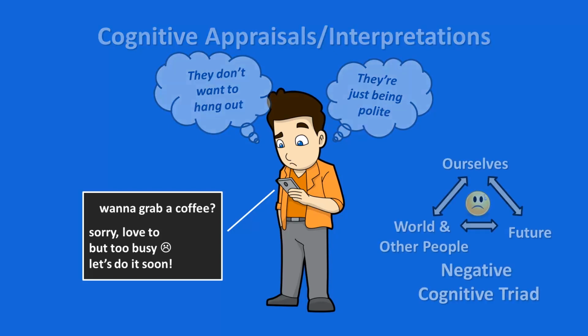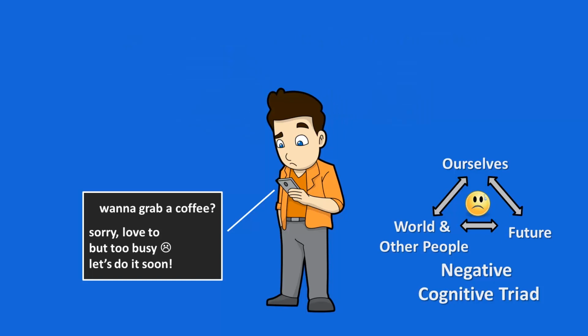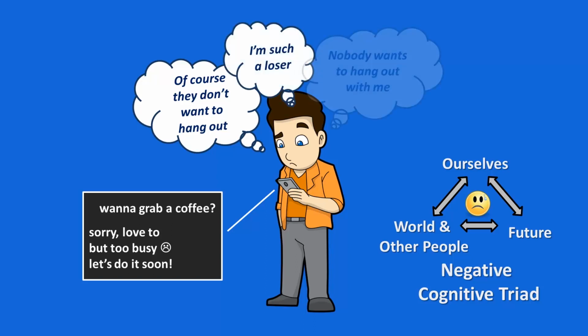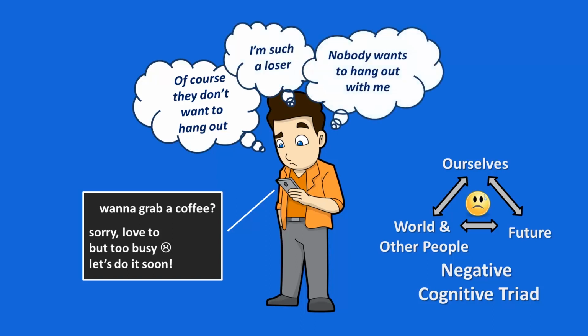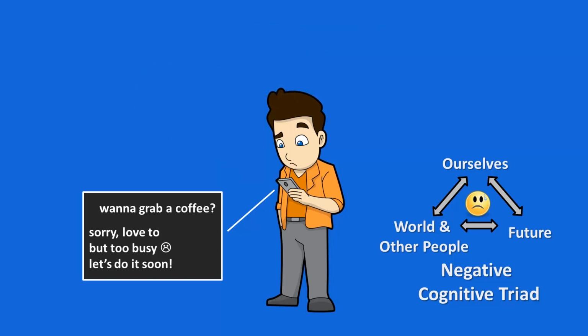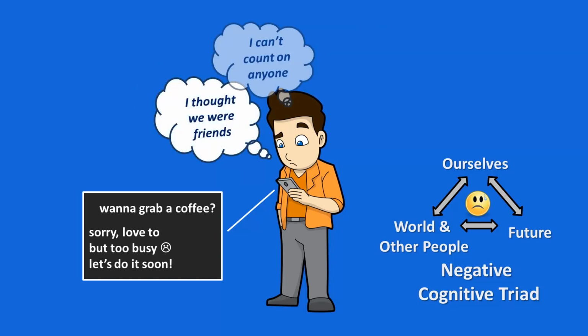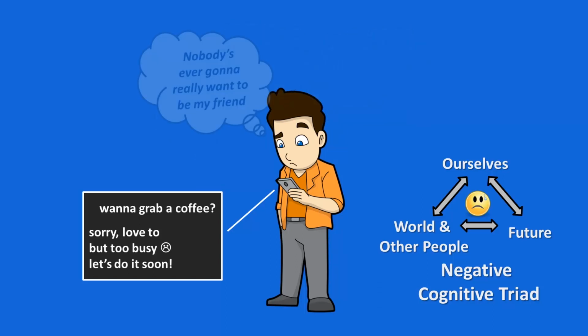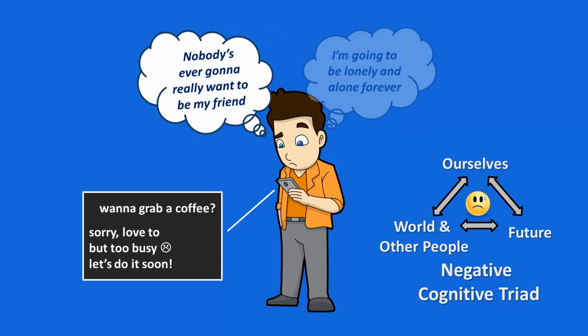But if we have really negative core beliefs, these could lead to a cognitive appraisal along the lines of, "Of course they don't want to hang out with me. I'm such a loser. Nobody wants to hang out with me. I thought we were friends, but I guess I just can't count on anyone. Everyone always lets me down. Nobody's ever going to really want to be my friend, and I'm going to be lonely and alone forever."